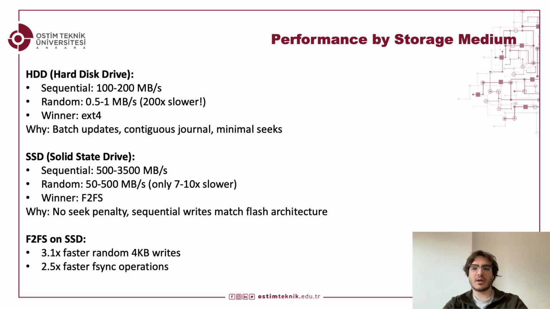On HDDs, sequential access is 100 to 200 megabytes per second, while random drops to 0.5 to 1 megabyte per second due to seek time, a 200 times difference. This gives journaling file systems an advantage. Ext4 batches metadata updates and keeps a long journal continuous to minimize seeks.